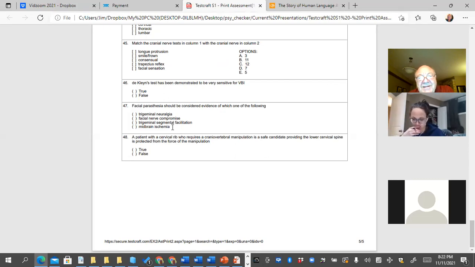Why? Because of the paresthesia. Okay, now, if you read the question, which one should be considered evidence? Which one of the following should be considered? So what's the worst case scenario there?